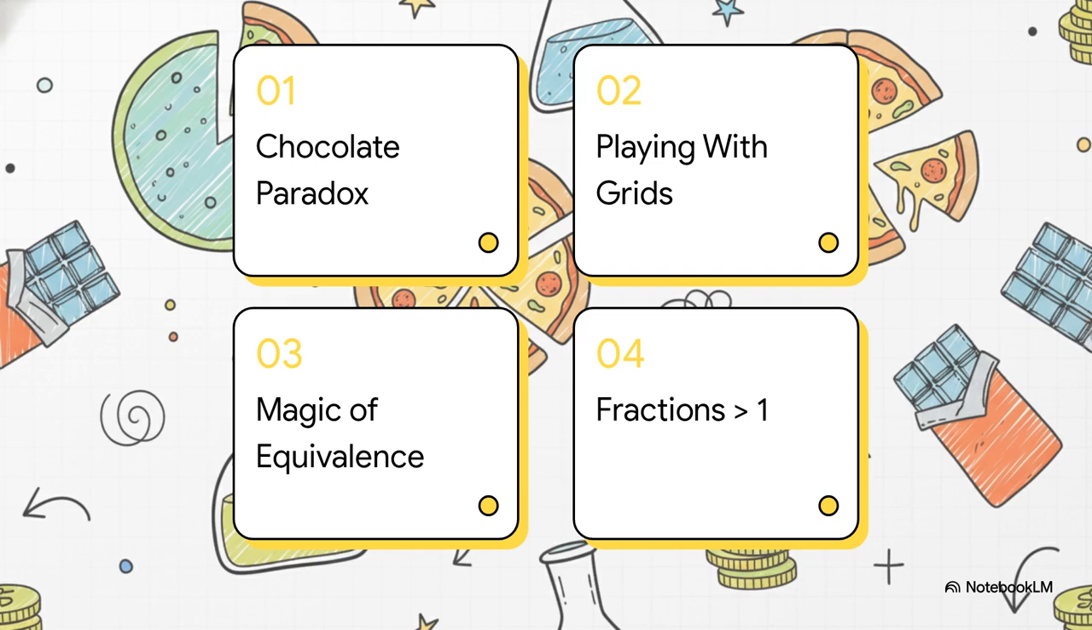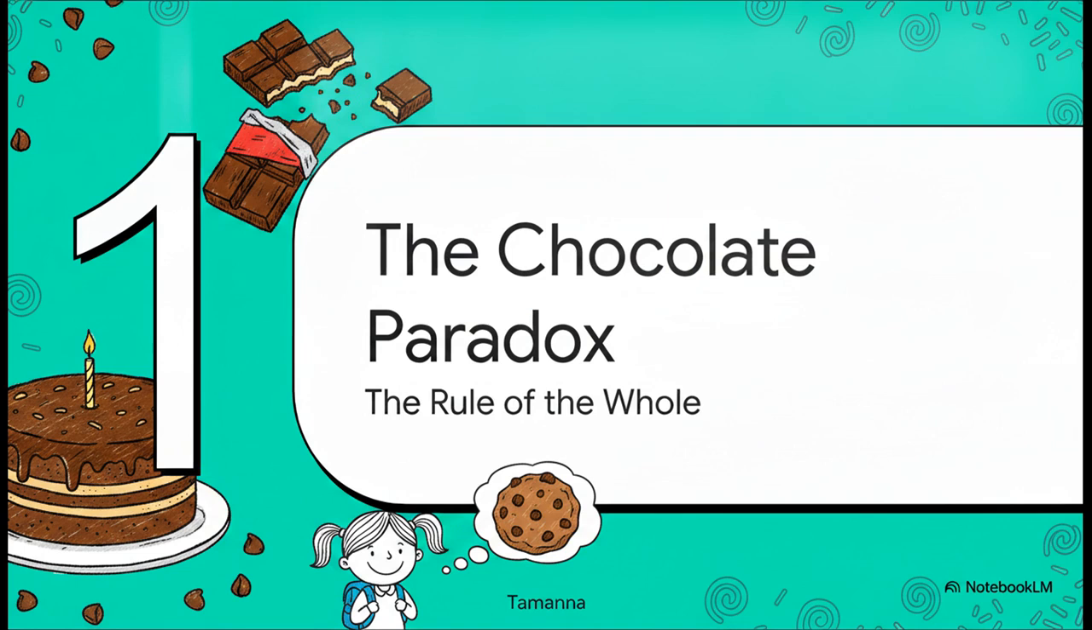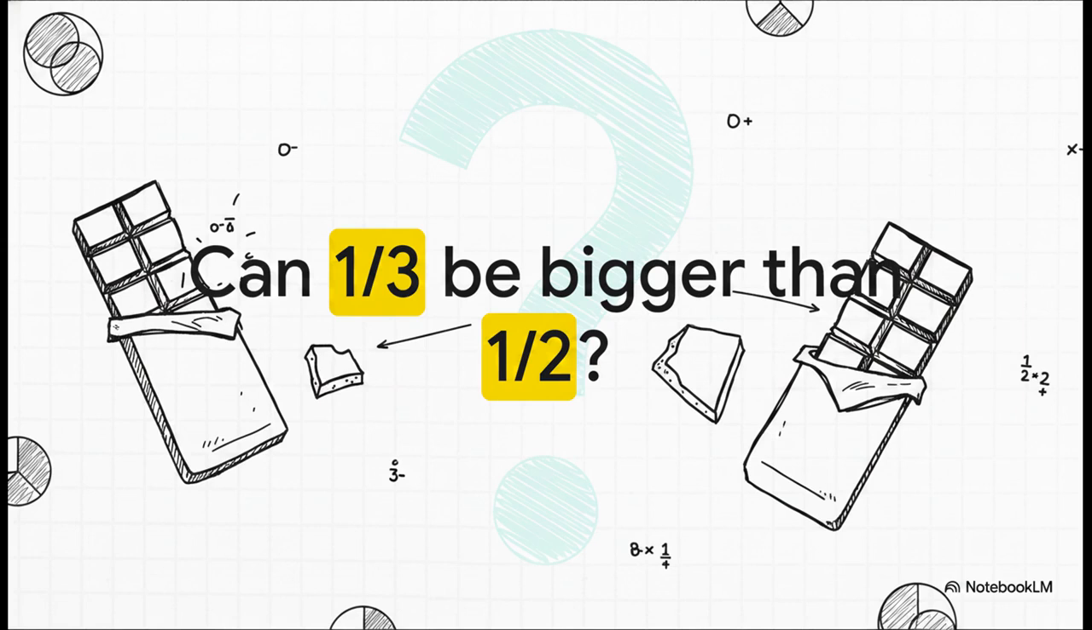Here's our roadmap for today. We'll start with the chocolate paradox, then playing with grids, move on to the magic of equivalence, and finally wrap up with fractions greater than 1. All right, part one, the chocolate paradox, which is really all about the rule of the whole. To really grasp this first rule, let's look at a real-world scenario with Tamana. She's a fifth-grade student with a pretty serious sweet tooth.